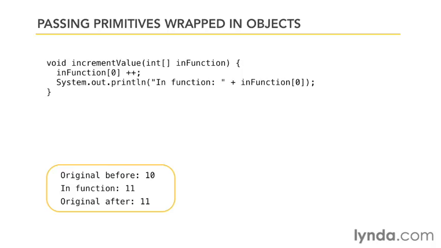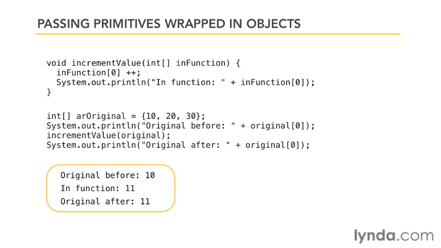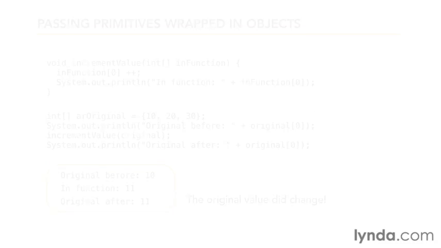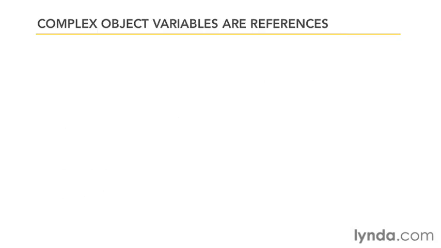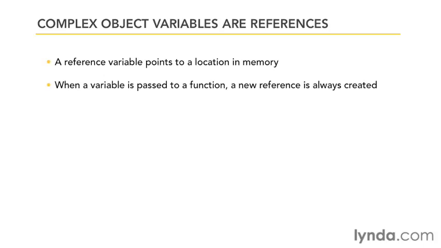This time the behavior will be different than in the first scenario with a simple primitive. The original value is 10, inside the function it's 11, but the original value after is 11. Well, if we're passing by copy, what's going on? Here's a good way to visualize it. The variables inside a complex object are references, but when you pass the complex object to a function, you're making a copy of the original object, but both the original object and the new object are pointing to the same values internally. A good way to say it is that a reference variable points to a location in memory, and when you pass a variable to the function, a new reference is always created, but the original value is still in the same place.